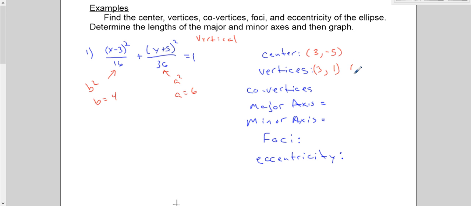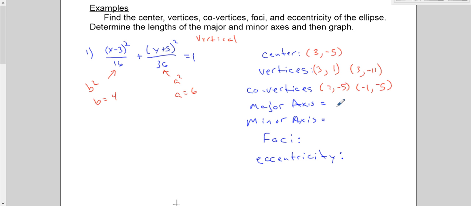And for my other vertex, I'm going to take 3 and subtract the 6. So negative 5 minus the 6 is negative 11. For my co-vertices, those are going sideways. I'm going to add 4 to the h value. So 3 plus 4 is 7, and my k value will stay the same at negative 5. And then 3 minus 4 is negative 1, and again, the k value stays the same.